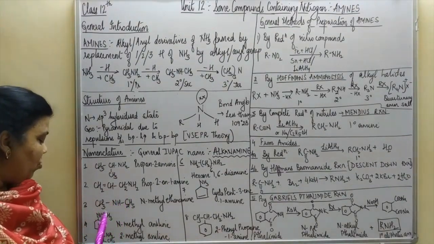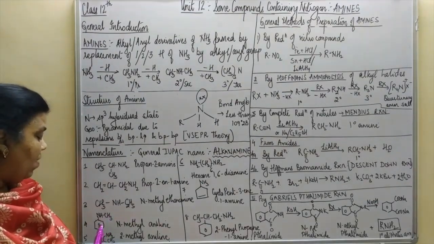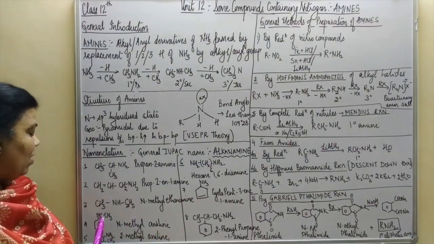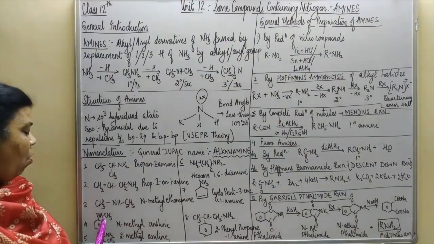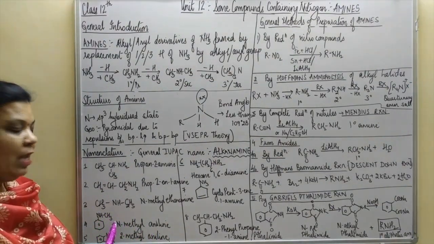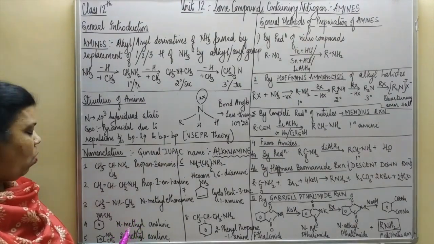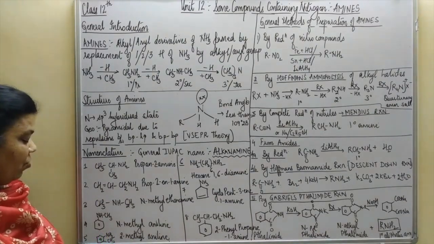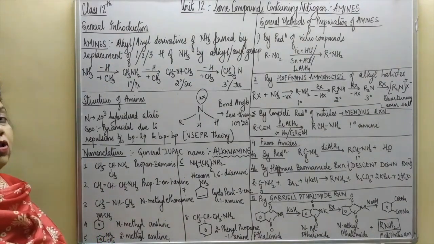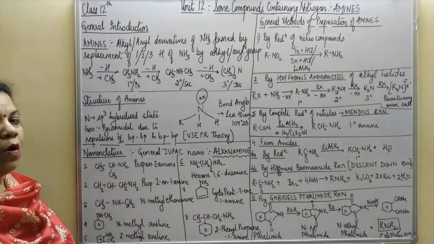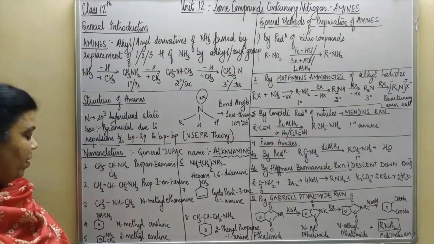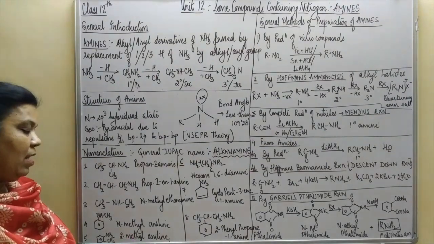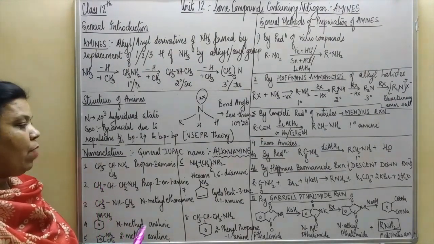Look at the next structure. It is again a 2 degree amine. So it is N-methylaniline. That means one of the hydrogens of aniline is replaced by methyl group, so it becomes a 2 degree amine called N-methylaniline. Another structure, if you just see the trivial name, it is called orthotoluidine. Please note orthotoluidine. But in IUPAC system of nomenclature, we will call it 2-methylaniline. So these were a few IUPAC names.